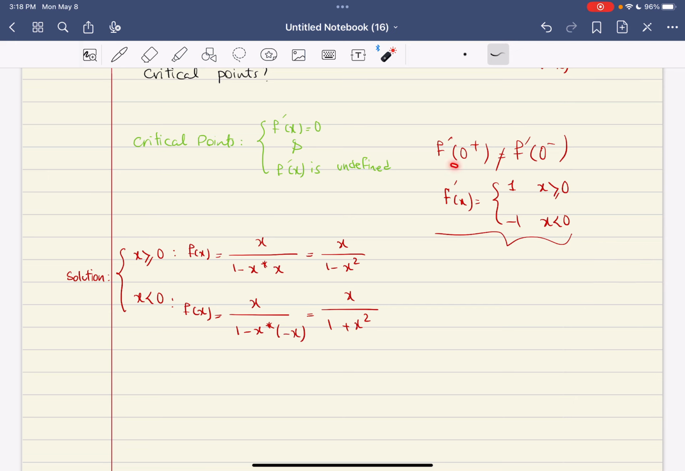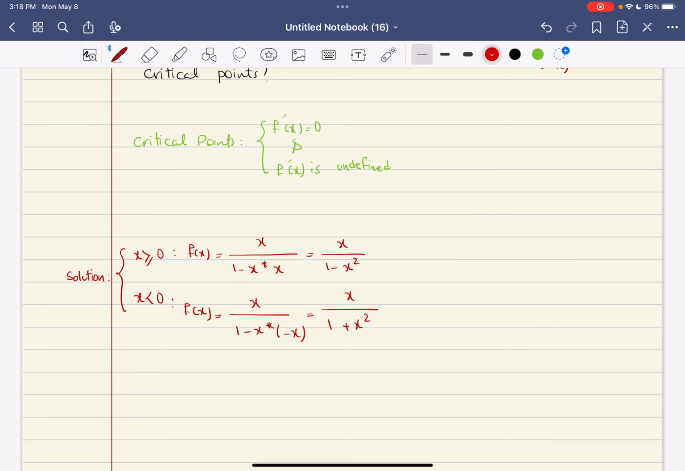Because f prime at 0 plus, which is 1, is not equal to f prime at 0 minus, which is negative 1. So x equal to 0 in this specific example is a critical point. I made this example for you to make sure that you are good with the critical points.